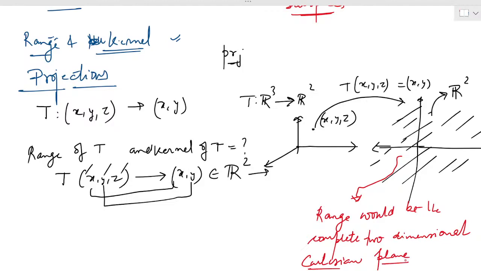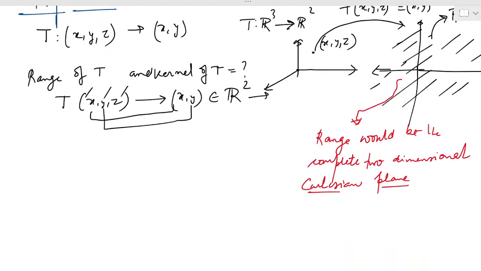It would be a complete two-dimensional Cartesian plane. Okay, and what do you think the kernel would be? So kernel would be simply the coordinate that is origin. See, so according to the definition, what is kernel?